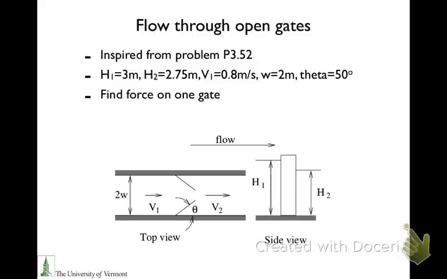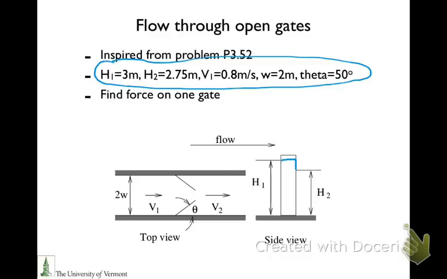The width of each gate is W, and obviously the width of the channel is 2W. The parameters are given here, and we're going to carry them through. And the key point here is that we assume that the water level jumps suddenly at the exit of the gates.